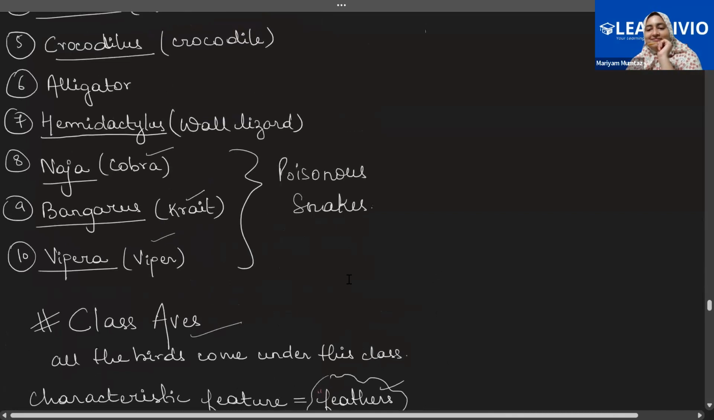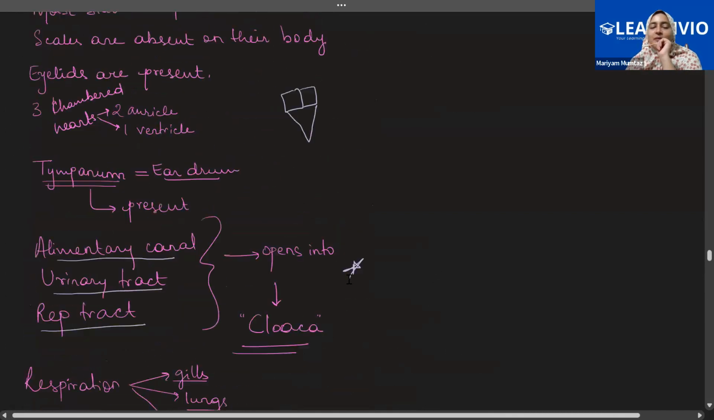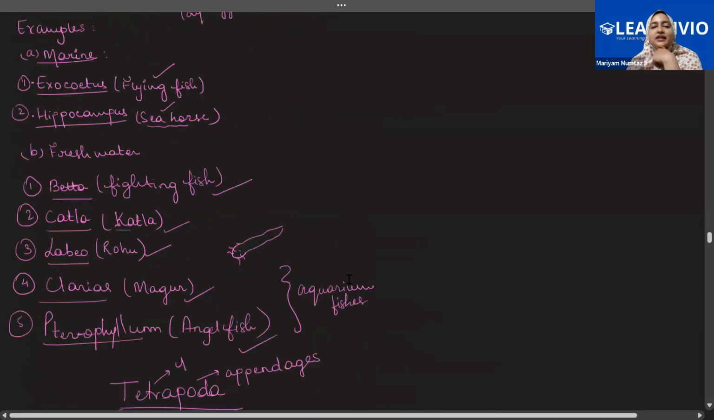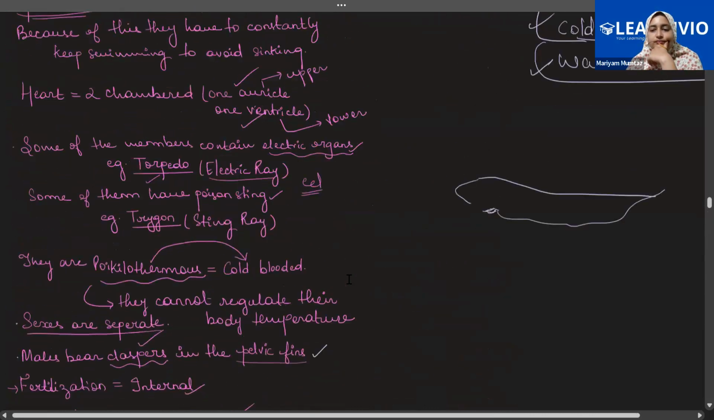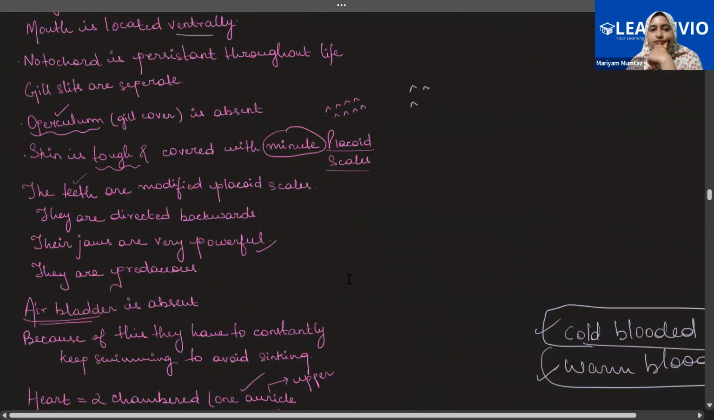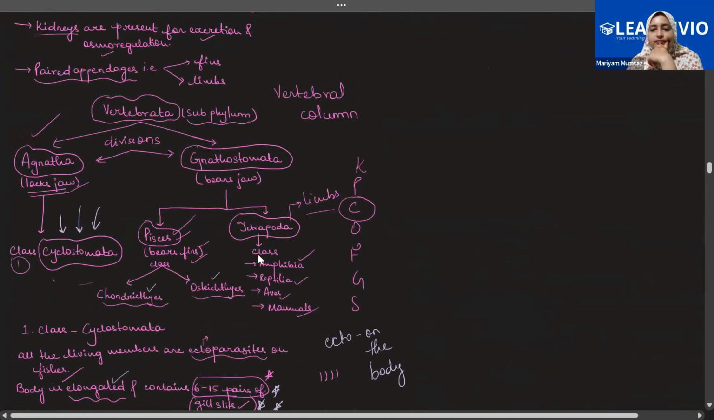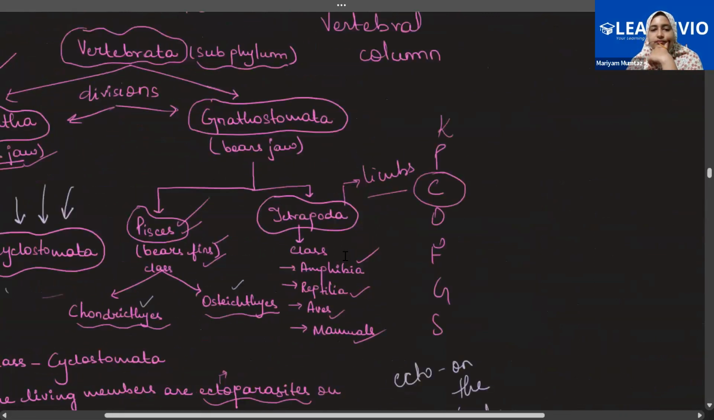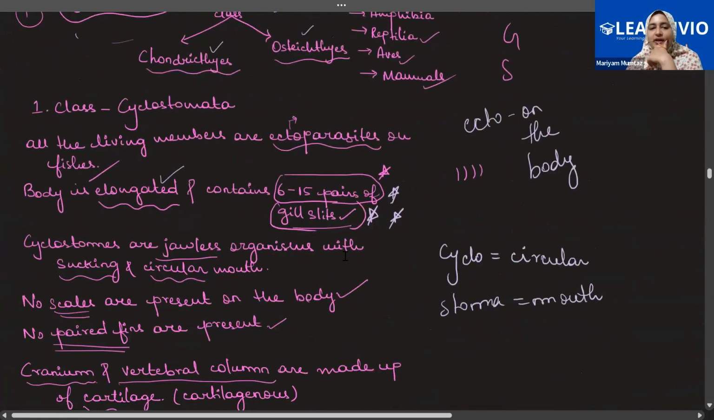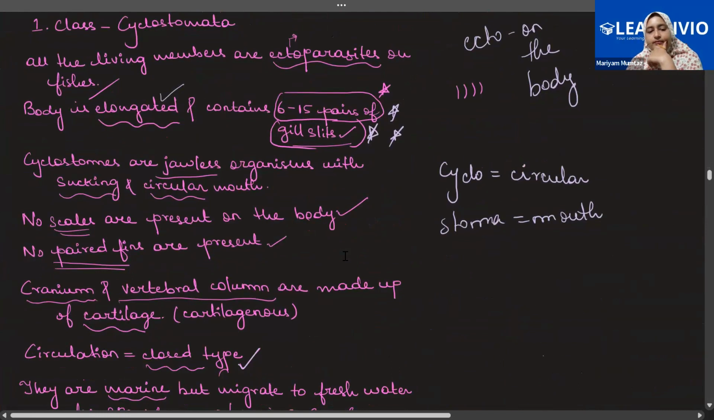Okay. Now you people can note down. What is the last thing you people have written? The table. This one? Okay. So you have to start from cyclostomata, right? Okay. You can switch off your video.